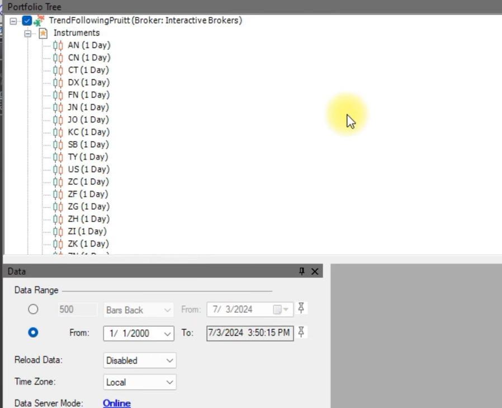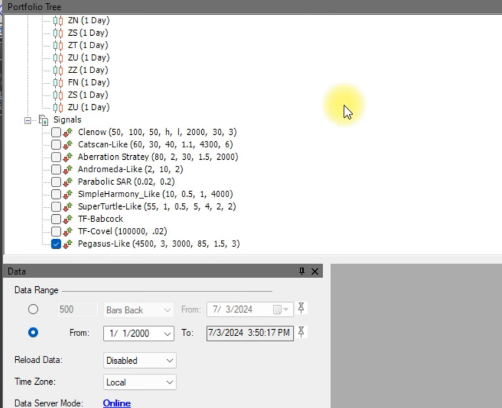So I wanted to analyze the signals from this Pegasus-like strategy. And as you know, here's Clownell, CAT scan aberration, Andromeda, parabolic, simple harmony-like, super turtle-like, TF Babcock, TF Cavell. All these signals and these systems come in my kit. So you purchase the kit, you get all the code for all these systems.